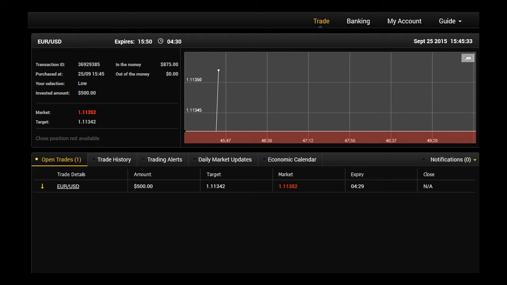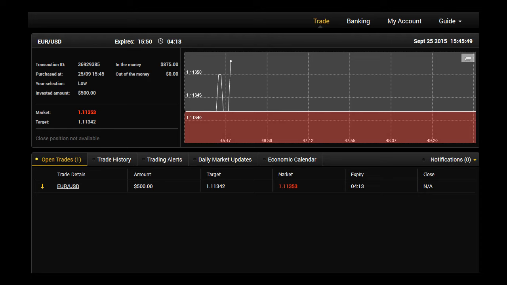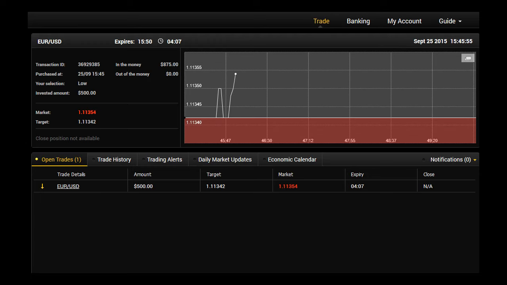Okay, this is a live trade I've entered on the 5 minute chart. Basically it's a 5 minute option. I've entered on the Euro USD, a low option on it. The price is currently at the money. It moved up again, it's hovering up and down. It's one pip higher than where we entered.